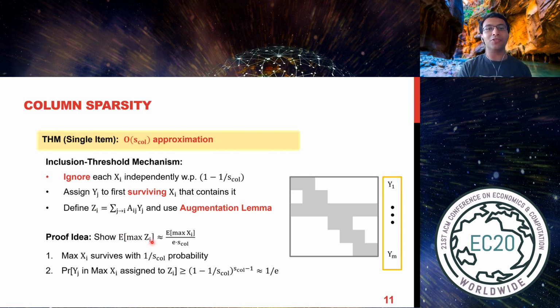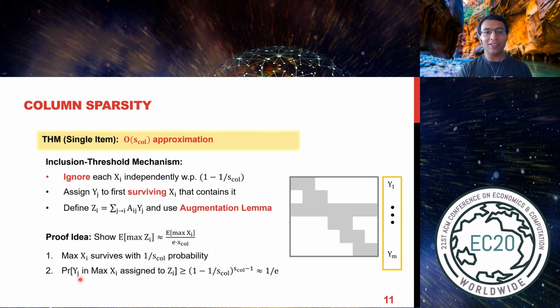Now from the last slides, we know that this augmentation lemma will give us a value which is pretty close to the expected max Zi. Now it suffices therefore to show that expected max Zi is close to expected max Xi, up to this approximation factor that we are aiming for, which is the column sparsity. And this is also not difficult, just because the maximum Xi, whichever is the real optimum solution, has a decent chance of surviving, 1 over S_col. So you'll get a 1 over S_col factor.